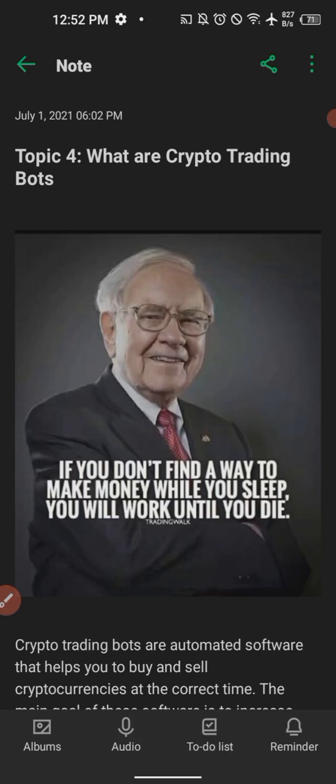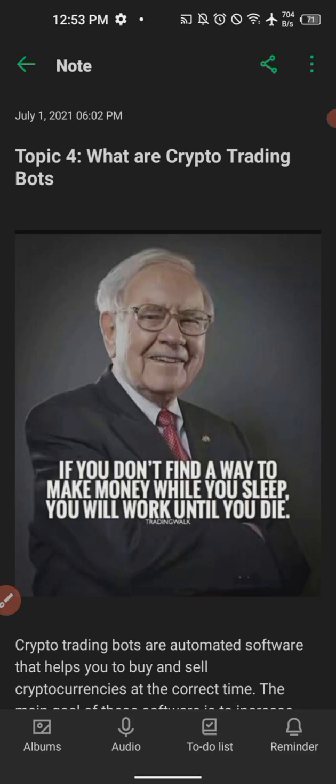Now, this is a favorite quote from Warren Buffett. If you do not find a way to make money while you sleep, you work until you die. Like I said earlier, many of us are here. We have our own established way of life. We just need a side income that would yield something. So even while we are sleeping, it's working for us.